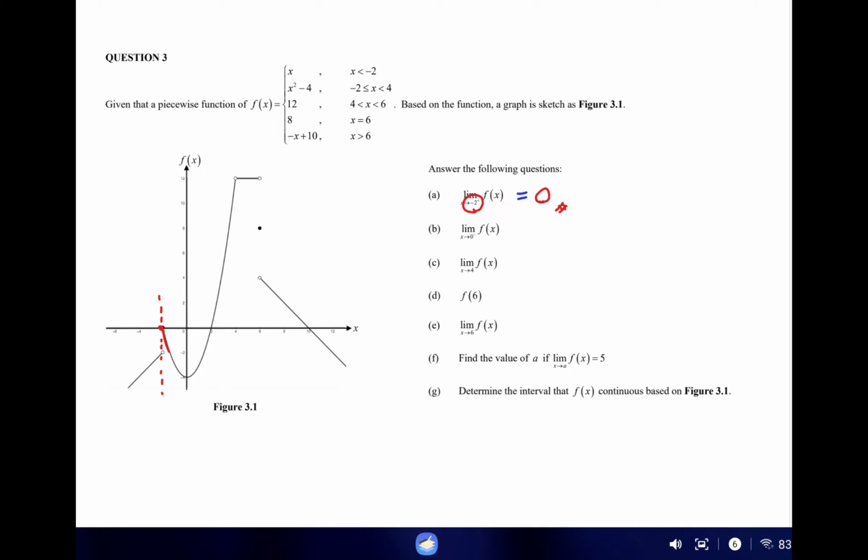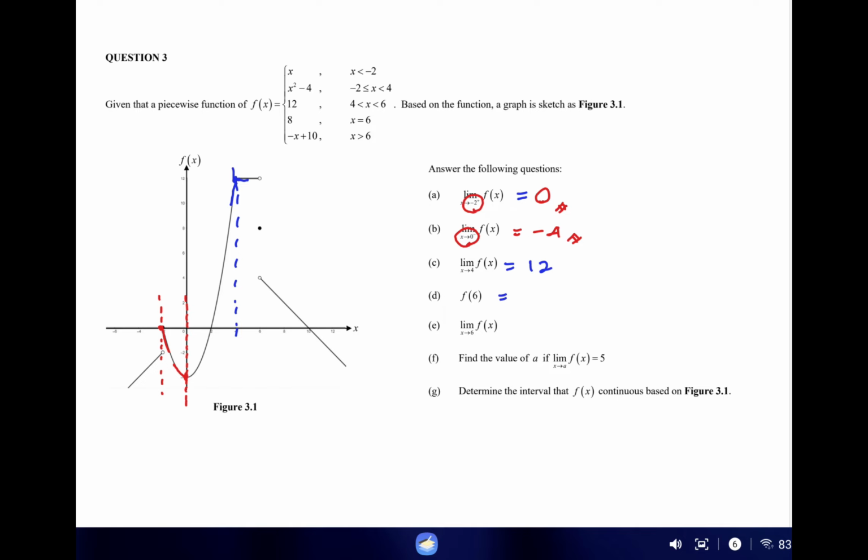The other one, the limit as x approaches 0 from the left. This is the line 0, and from the left, the line stops here. So that one is negative 4. And then the limit as x approaches 4. Here is the line x approaches 4, so we need to check from the left and from the right. From the left it stops here, from the right it also stops here. So that one is 12.